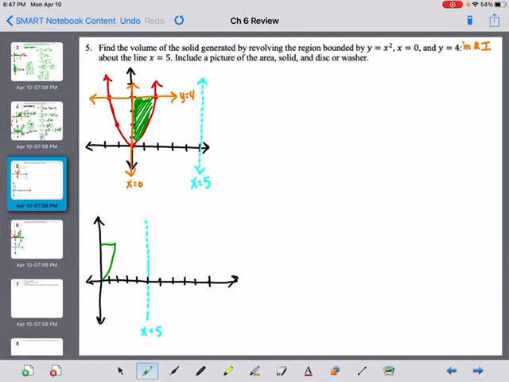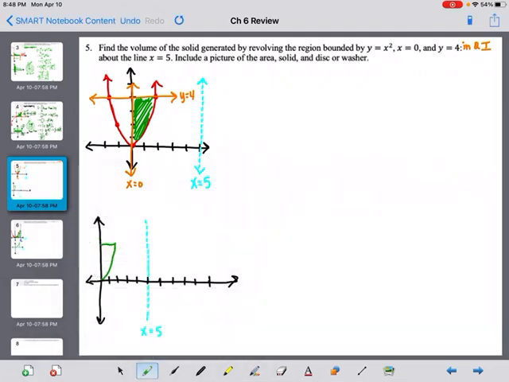In problem number 5, we want to find the volume of the solid generated by revolving the region bounded by y equals x squared, which I graphed as the red parabola, x equals 0, which is the y-axis, and y equals 4. And I did add here that we want that region in quadrant 1 because that is a little bit ambiguous. But we are rotating it about the line x equals 5, which I graphed in that kind of light blue color.